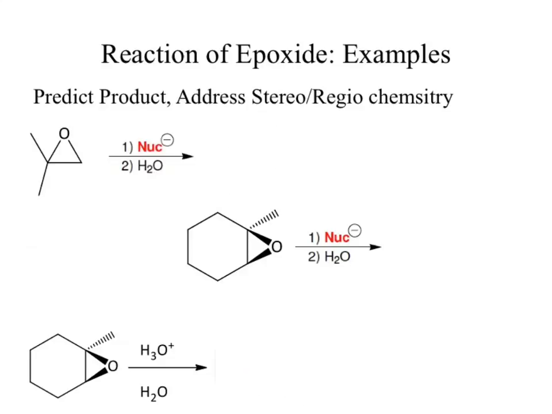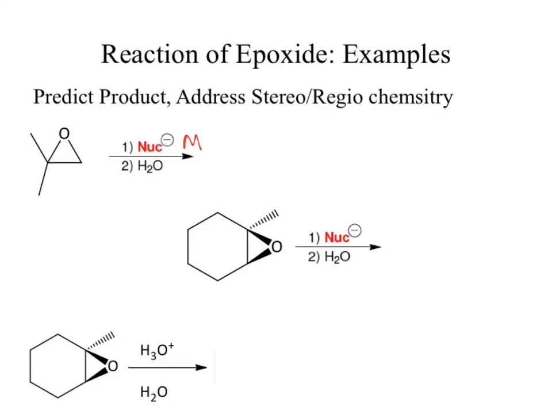So if we predict the product, we want to address our stereochemistry and regiochemistry as we go through each of these. In our first condition, we've got a negative nucleophile. How do we get a negative nucleophile? Typically means the nucleophile is attached to a metal. How do we get our metal in there to be attached to a atom? Looking at basic conditions. To generate strong nucleophiles, we're almost always under basic conditions, which makes this interesting.